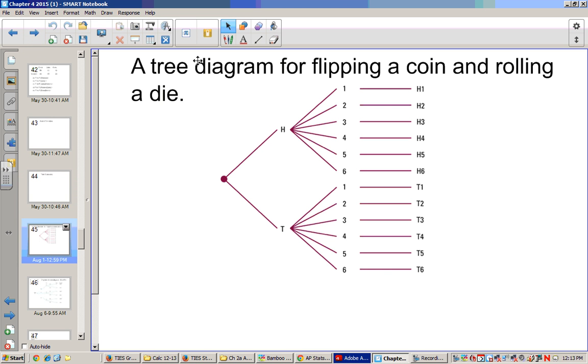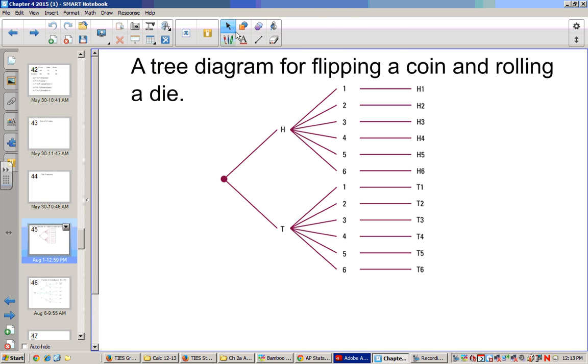Now, a tree diagram, this is a tree diagram for flipping a coin once. So our first action is either heads or tails, and then rolling one die. So our second action is over here, where the die outcomes are 1 through 6, and those span out from each of the outcomes of our first thing, flipping a coin.